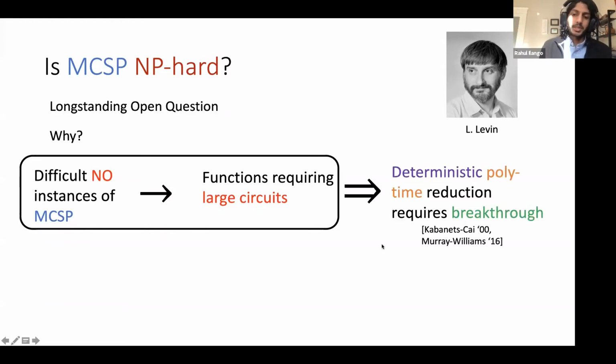And in fact, this can be formalized. There are some theorems by Kabanets and Cai, and Murray and Williams, and others that I haven't mentioned here, that say that getting a deterministic polynomial time reduction would probably require a breakthrough.